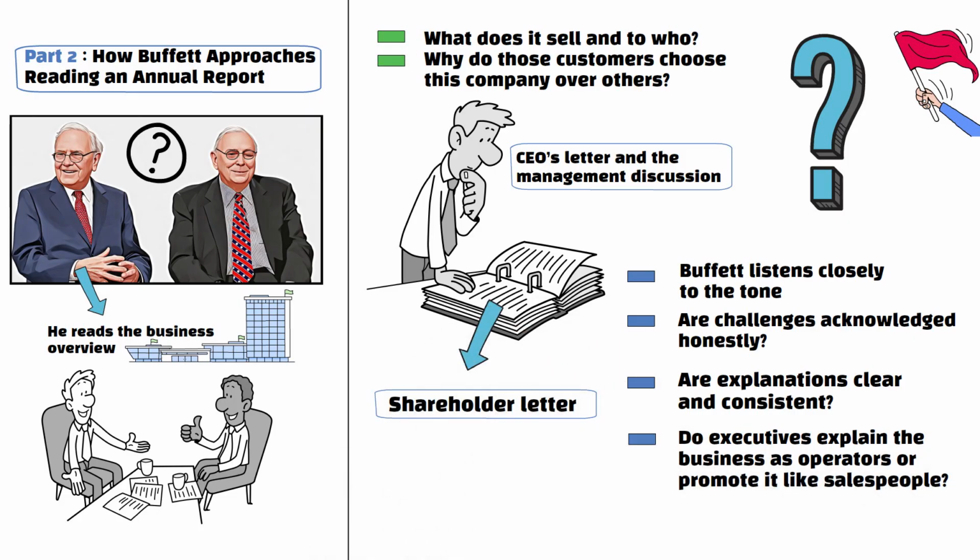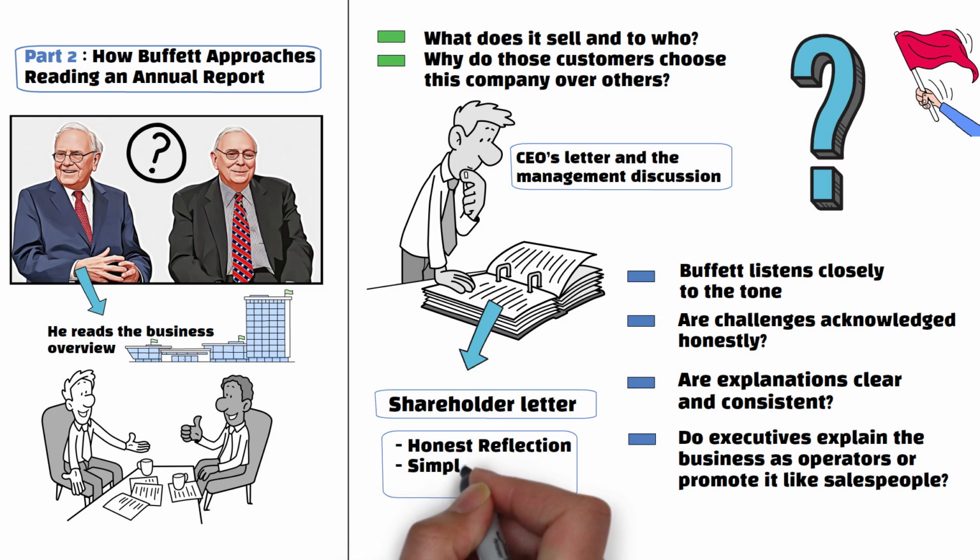He then reads the shareholder letter if it's available. Buffett's letters are incredible for their clarity, and he's looking for similar traits in others. Honest reflection, simple language, and accountability are more important to him than positive enthusiasm. The tone often reveals more than numbers.